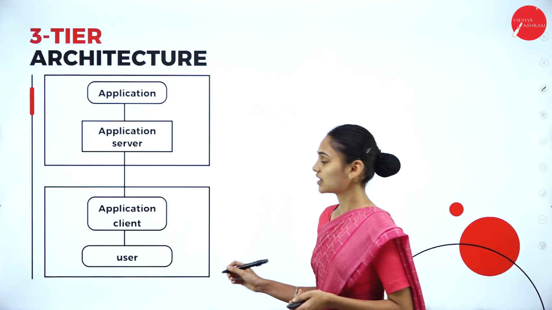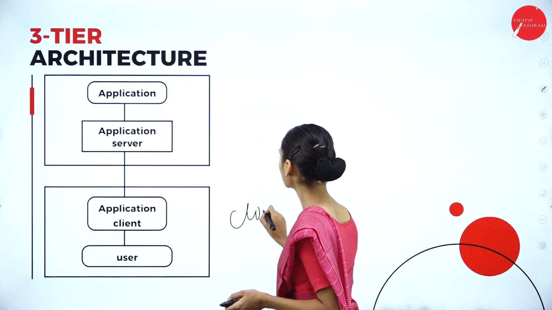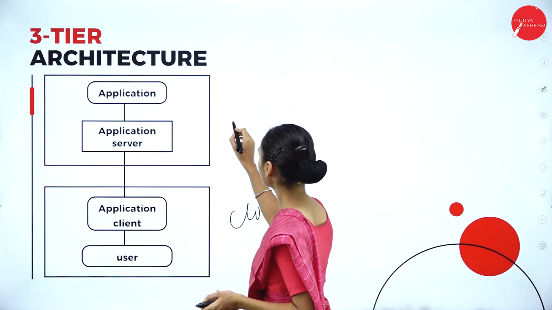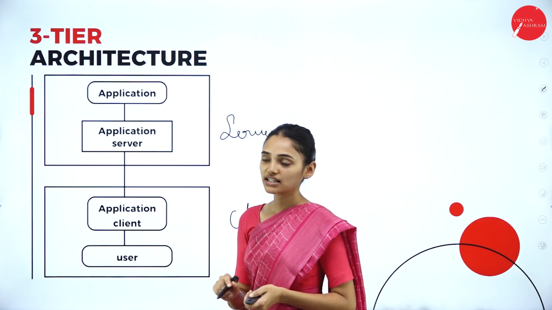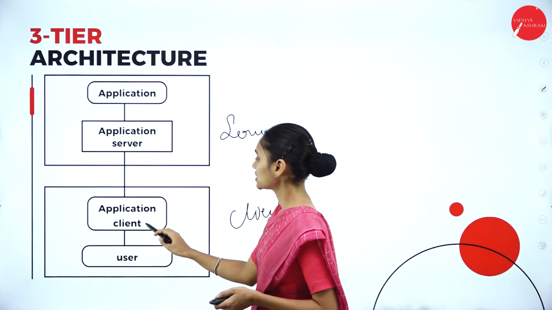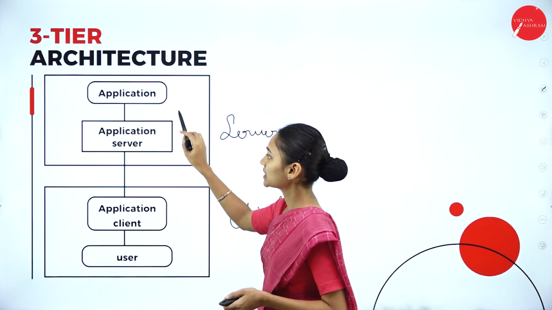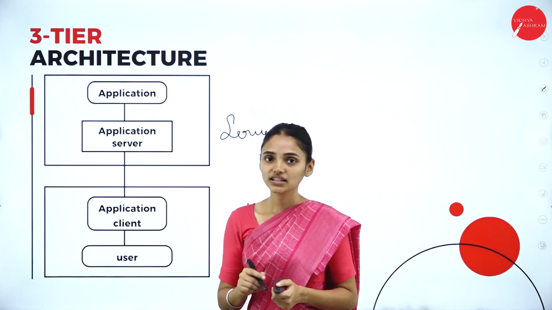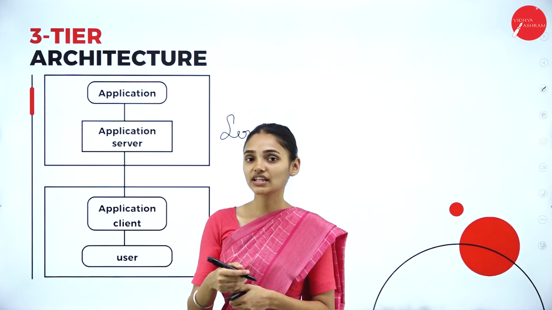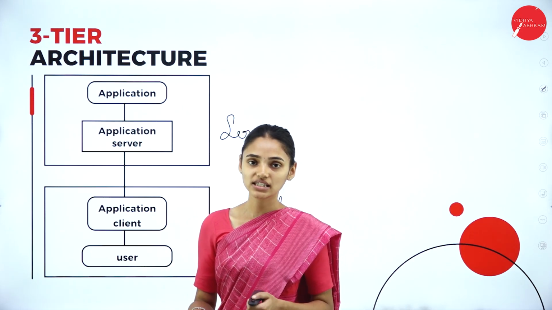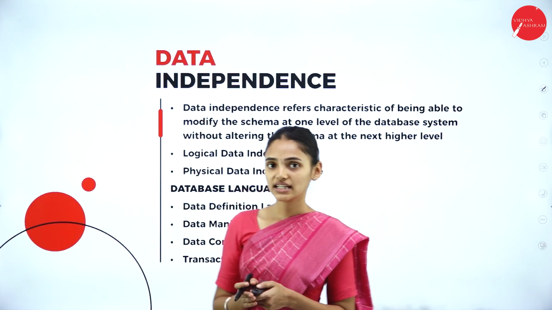Next is three-tier architecture. Again here we have a client side and a server side. On the client side we have the user and application client, and on the server side the application and the application server. Here the user is not directly communicating with the DBMS, so the end user has no idea about the existence of the database.